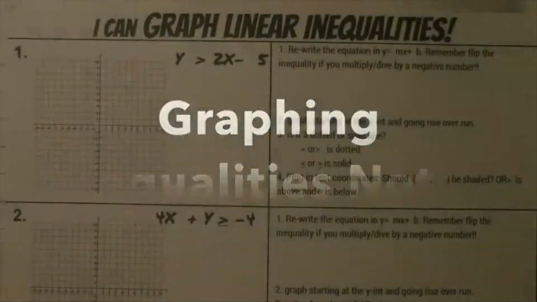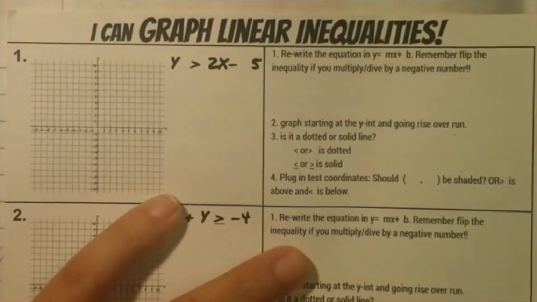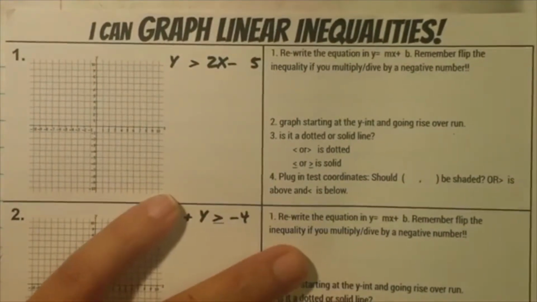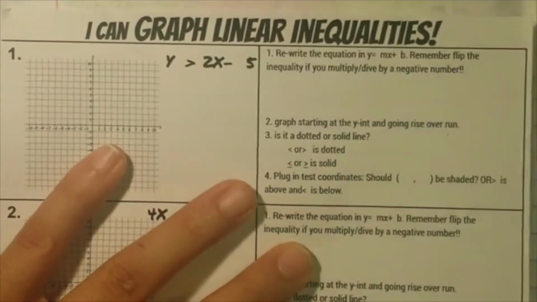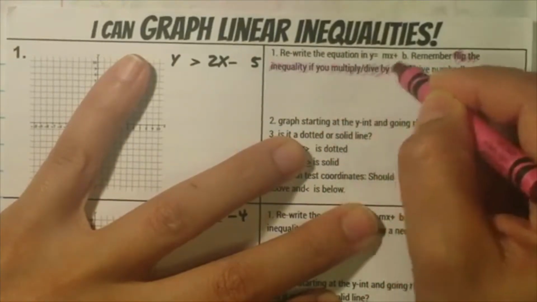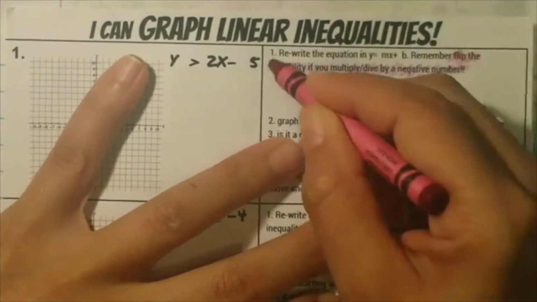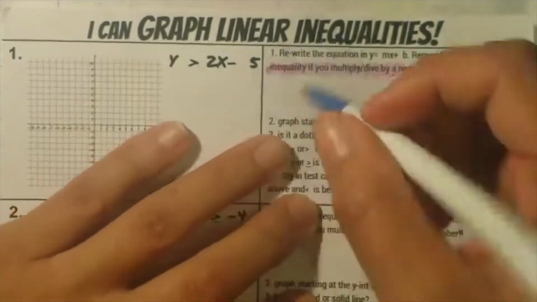Graphing inequalities is exactly what we've been doing with just one more extra step. Okay, so number one, you're going to rewrite the equation in y equals mx plus b just like you've been doing before. Just remember to flip the inequality if you multiply or divide by a negative number. I'll say it again. Flip the inequality if you multiply or divide by a negative number, which we did when we were solving inequalities, but that's the only difference.